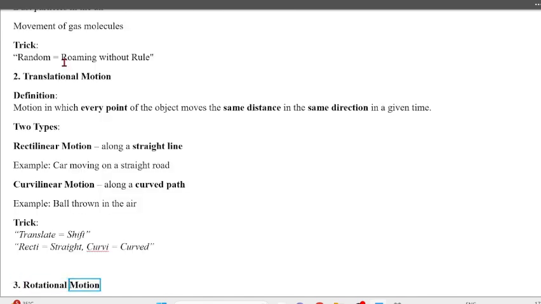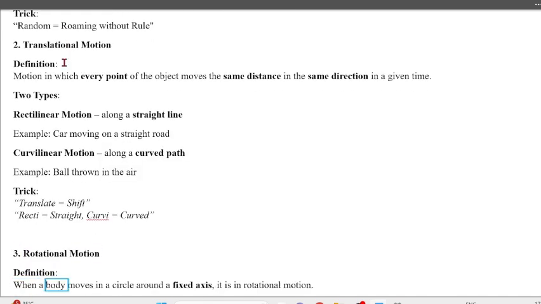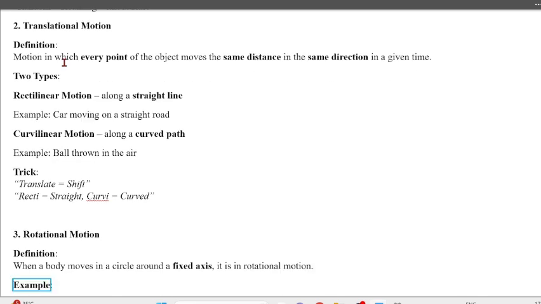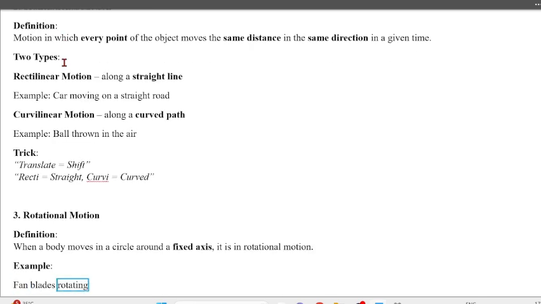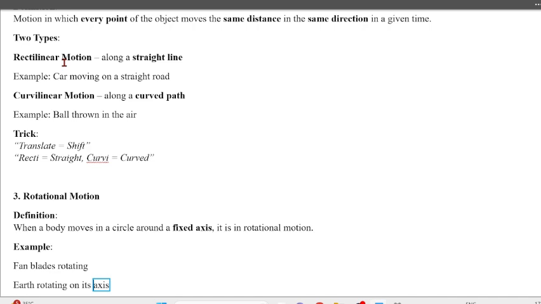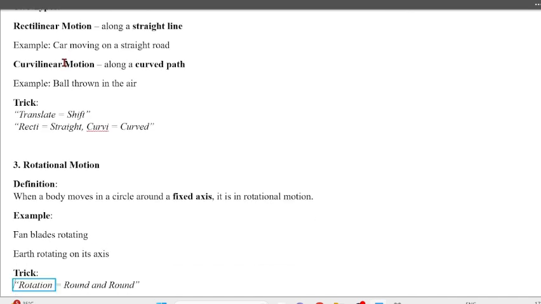3. Rotational motion. Definition: when a body moves in a circle around a fixed axis, it is in rotational motion. Example: fan blades rotating, earth rotating on its axis. Trick: rotation is equal to round and round.